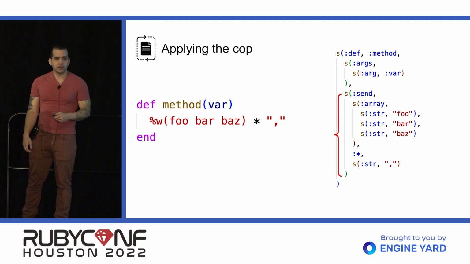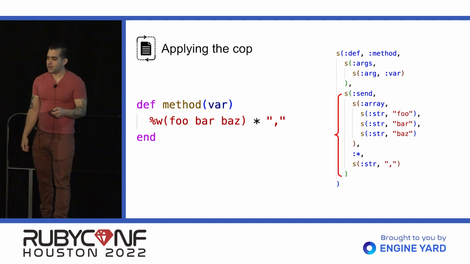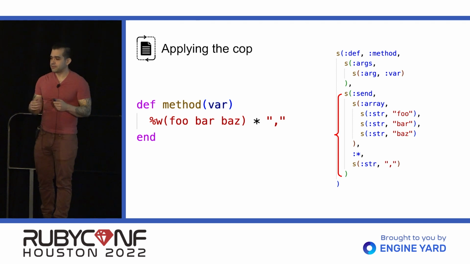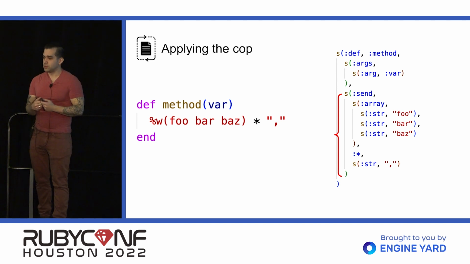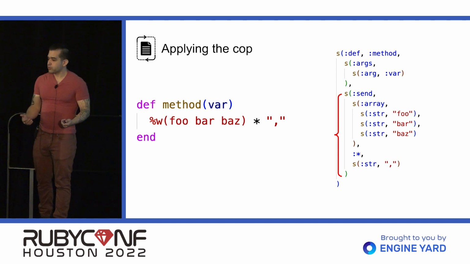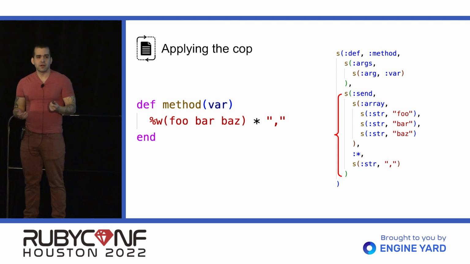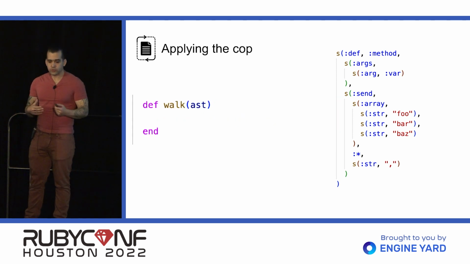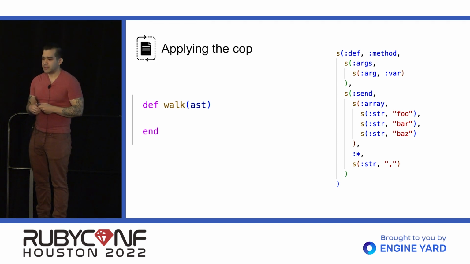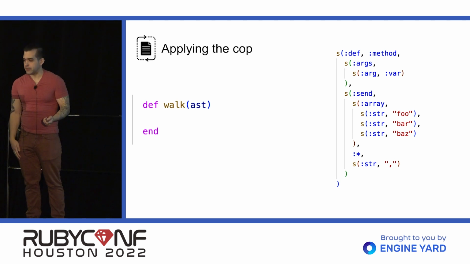You can see the original send node that we wanted to focus on is there, but it's wrapped in another node, this def node. So in order to navigate and find these various nodes, we need to walk through the abstract syntax tree. So what we'll go through next is a very simplified version of how we walk an abstract syntax tree. To do so, we could start with a method like walk. And the goal of this will be, can we visit every single node inside of this abstract syntax tree?